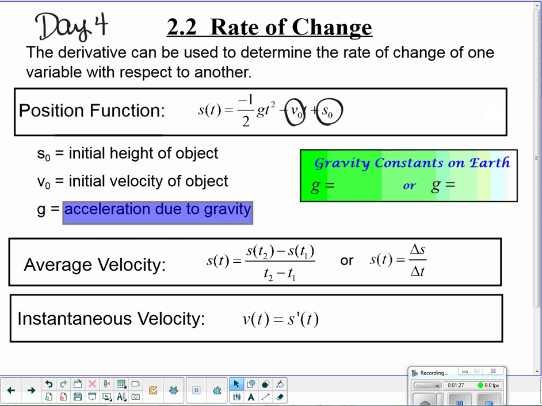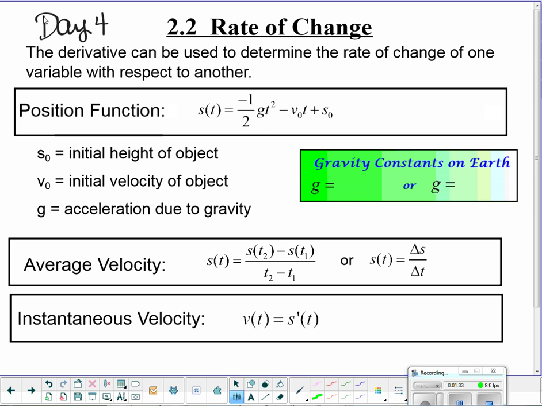G in the formula stands for the acceleration due to gravity, and there are 2 different values that you will want to memorize for that. In English units, it's 32 feet per second squared, and in metric system, it's 9.8 meters per second squared.